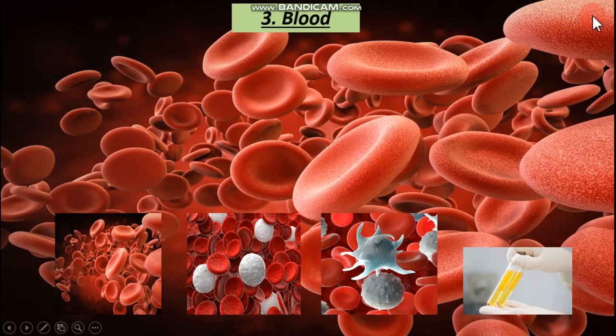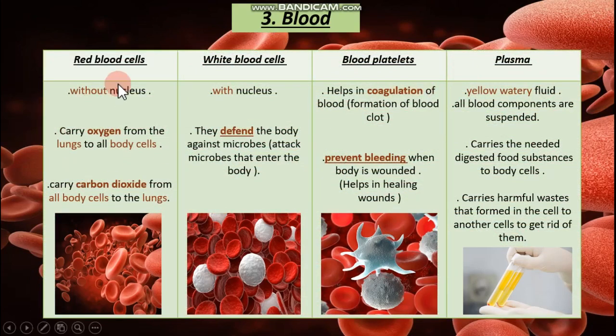Component number 3 of the circulatory system is the blood. The blood consists of red blood cells, white blood cells, blood platelets, and plasma. The red blood cells are cells without a nucleus and carry oxygen from the lungs to all body cells, and also carry carbon dioxide from all body cells to the lungs, making the exchange.